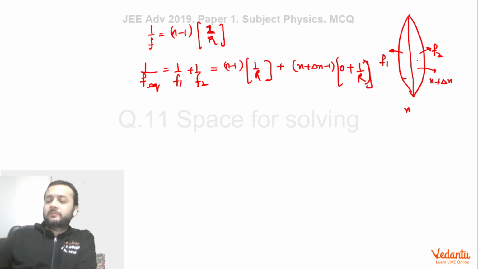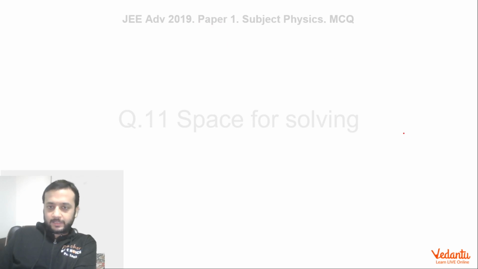Now some of the students have an issue: if you remember, this formula can be applied only if a lens is present in a uniform medium. That means on both sides the medium should be the same. Some of you might feel that for the left lens, on its left side there is air, but on the right side we have another lens. So how am I applying this formula? In reality, let me show you on the next slide.